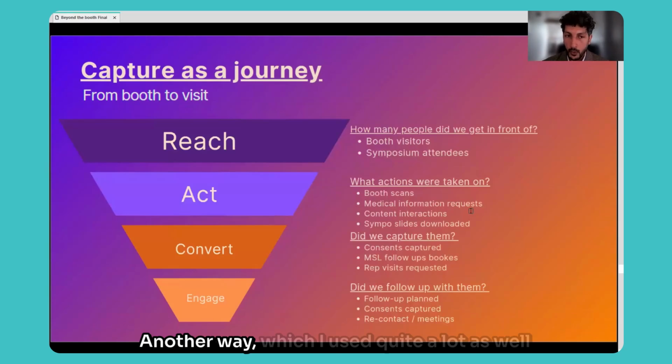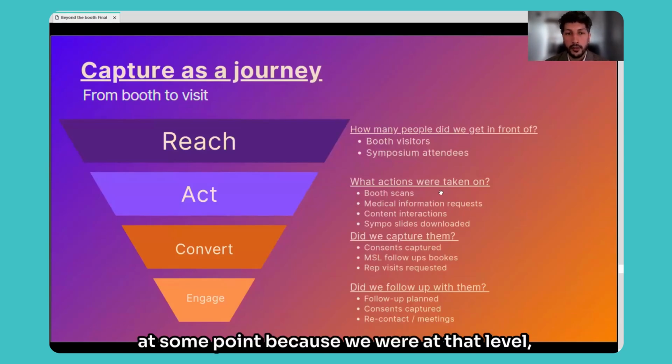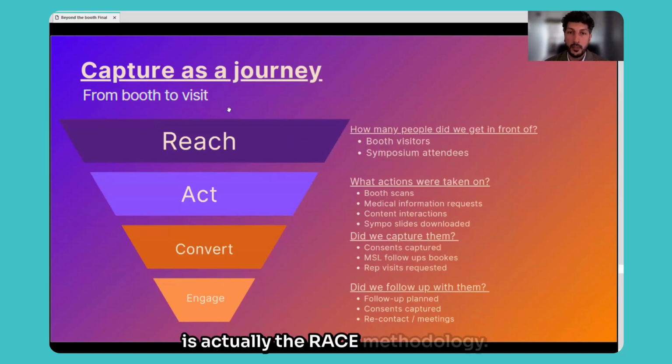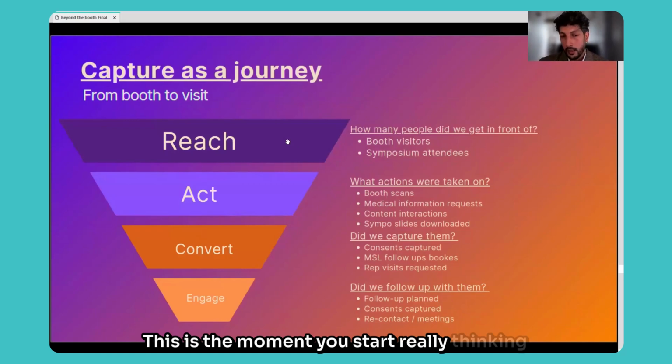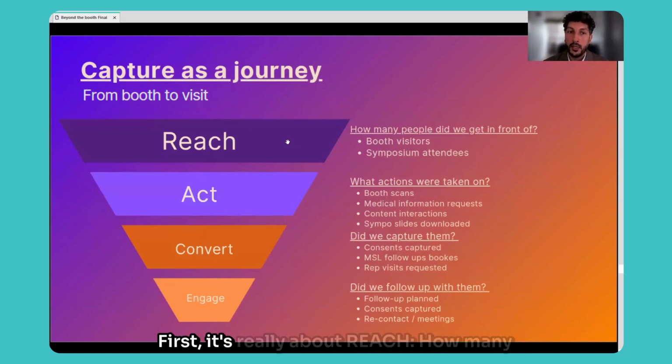Another way, which I used quite a lot as well at some point because we were at that level, is actually the RACE methodology. So reach, act, convert, engage. This is the moment you start really thinking in journeys. Then it's really about reach. How many people did we get in front of?